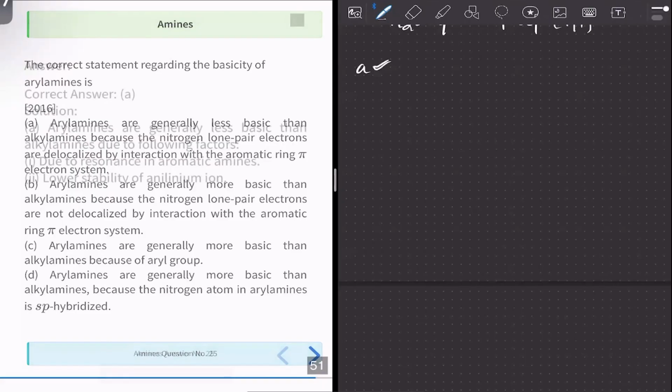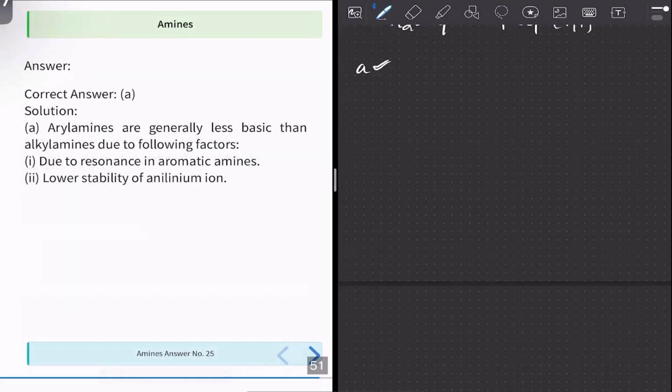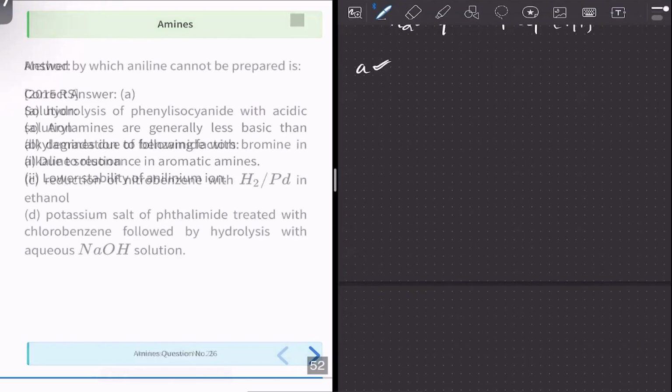Then let's move on to the next question. What is the reason for aryl amines being generally less basic than alkyl amines, due to the following factors? Due to resonance, obviously I told that, and the other factor is lower stability of anilinium ion. After reacting with an acid, anilinium ion will be formed, and anilinium ion is unstable. So it is not feasible to form anilinium ion by reacting with acid compounds. So it will have a less basic character.